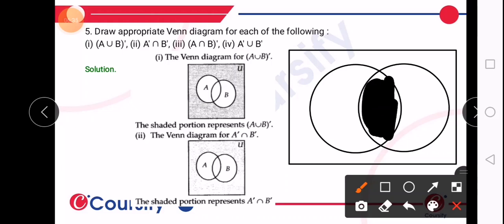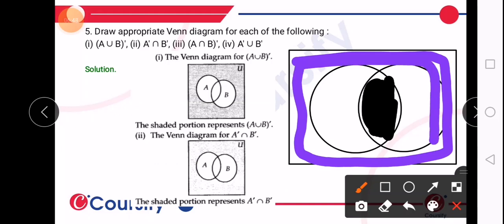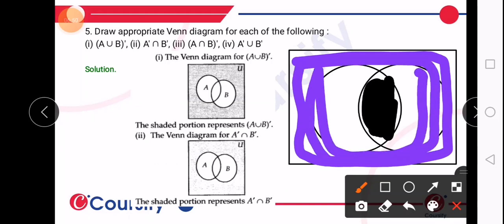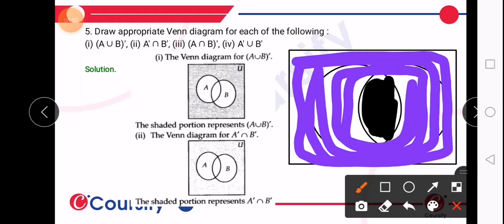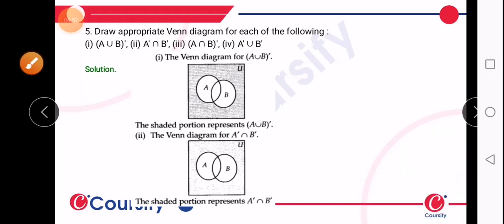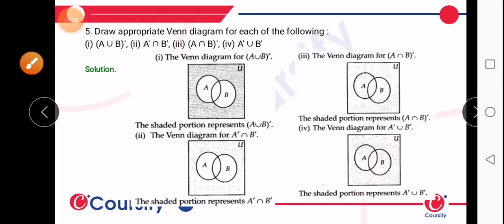Now, the complement of this portion would be all the portion that does not involve A intersection B, which means the portion over here. This portion is called A intersection B complement. Let's look at the solution. As is clearly shown over here, except the intersection part, the whole page is shaded.